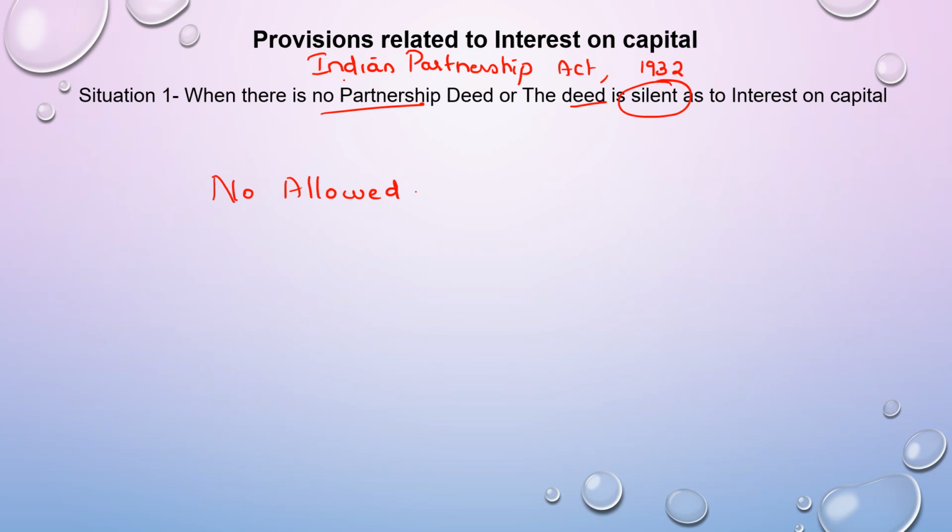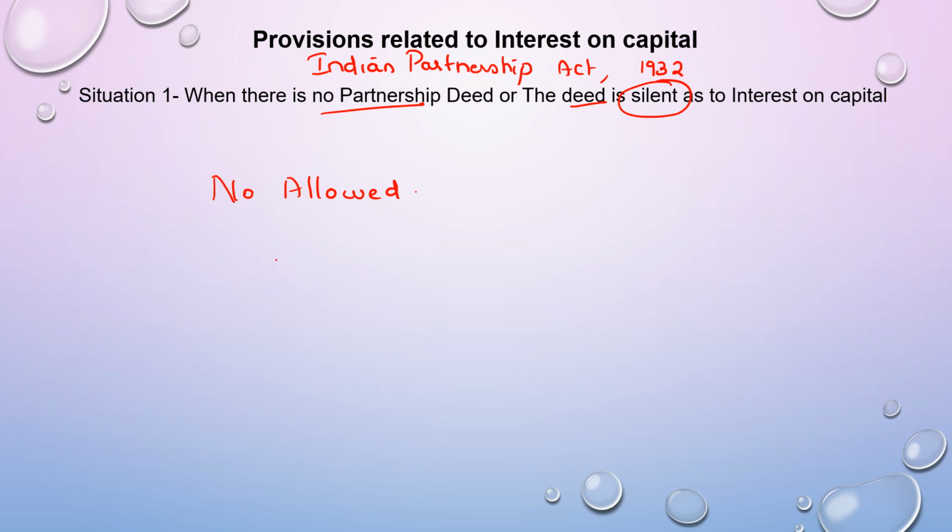Why? Because when there is no deed or the deed is silent as to interest on capital, the provisions given in the Indian Partnership Act of 1932 apply. And it has clearly stated that if there is no agreement as to interest on capital or there is no deed, then no interest on capital is to be allowed to the partners. So even if they have varied amounts of capital contributed, still they will not be eligible.